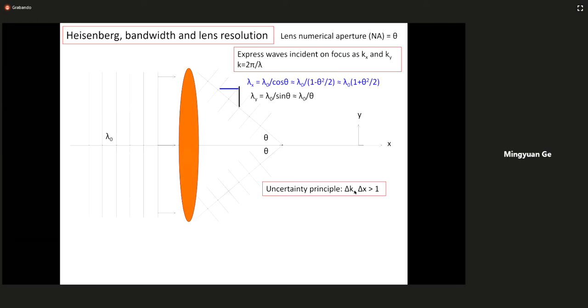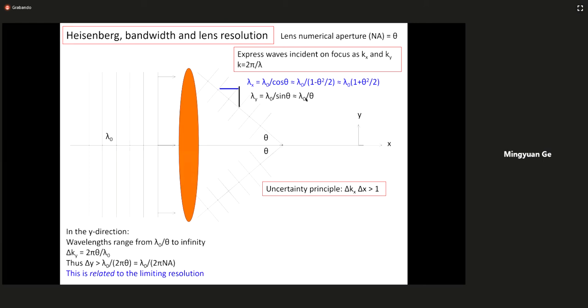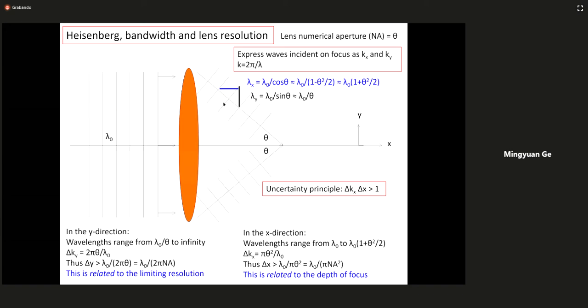Because of a certain principle, delta K times delta X cannot be arbitrarily small. It must be larger than one if you derive it from first principle calculation. That gives us the resolution in the x direction and y direction. The y direction really tells what the resolution limit is. And the delta x in this part tells what the depth of focus is. That means in what range we can have a clear image without blurring. If the object is larger, or away from the depth of focus, that part will get blurred. So this delta x defines the size of the object, and this delta y tells what resolution we can get.